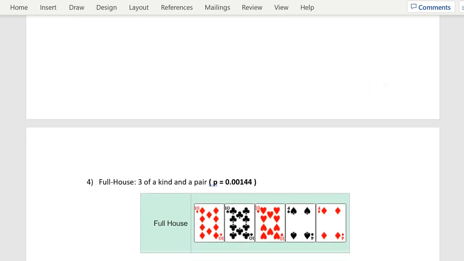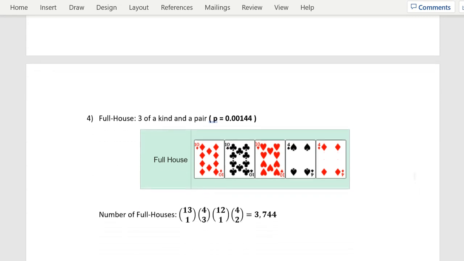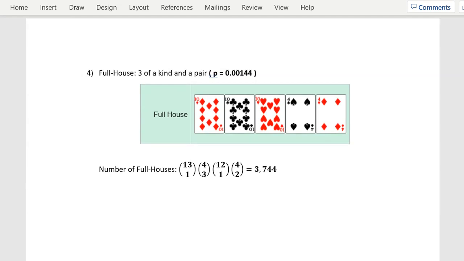The next poker hand we talk about, number 4 on the list, is a full house. A full house is when you have 3 of a kind and a pair. The probability of this is about 1 in 1,000. Okay, so in my illustration again, my 3 of a kind is 3 tens, and the pair, I chose a pair of 4s. So just like before, for the first 3 cards, it could be any one of the 13 denominations. And there you have it. That's the number of those.